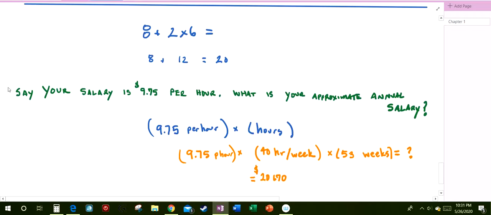So in this problem, we had to make a couple of assumptions. First off, we had to figure out what we wanted to do. We wanted to figure out what our annual salary was based on what we're making as an hourly wage. Then I had to come up with a couple of assumptions. I had to assume a certain amount of time per week that I worked, and then I had to multiply it by a certain number of weeks per year that I worked to get my total annual salary.